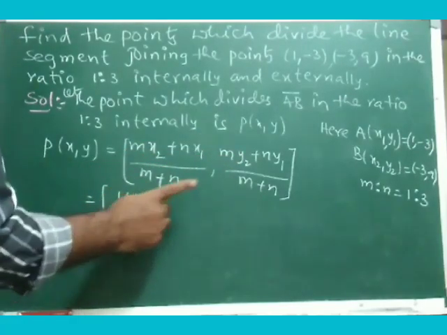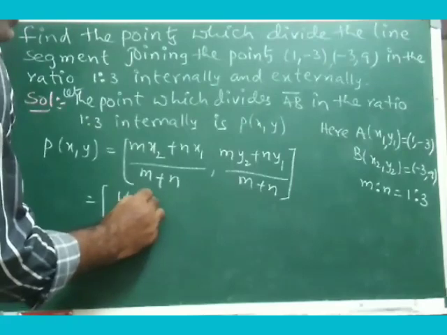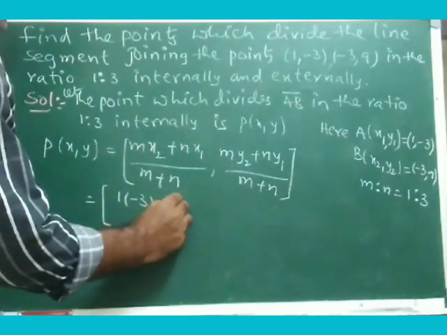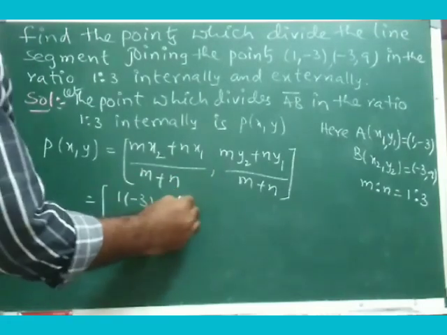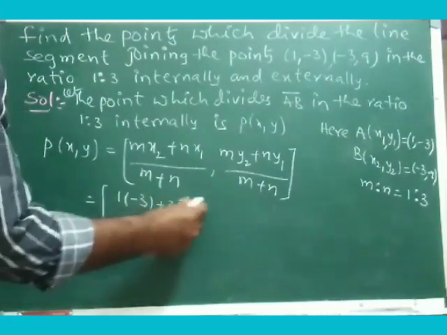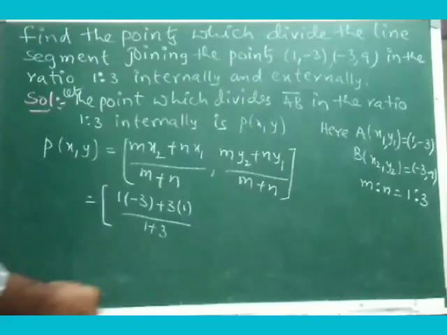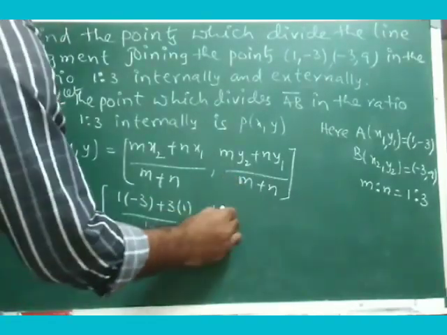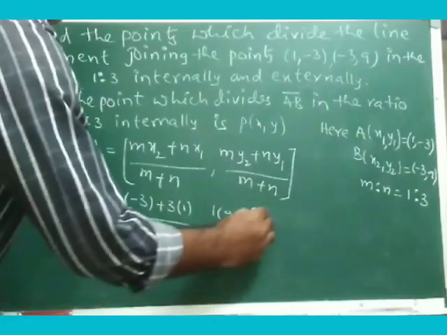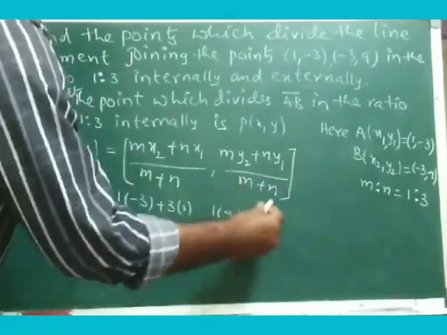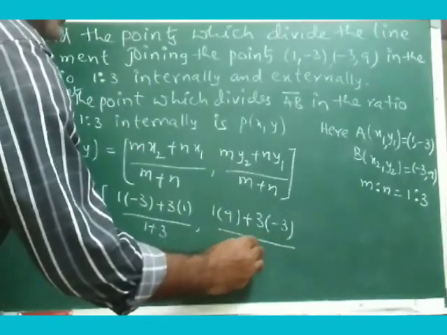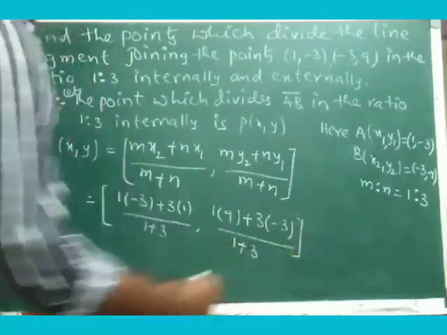Now substitute these values. m is 1 into x2, which is -3, plus n, which is 3, into x1, which is 1, divided by m plus n, which is 1 plus 3, comma, similarly m into y2, which is 9, plus n, 3, into y1, which is -3, whole divided by m plus n, which is 1 plus 3.